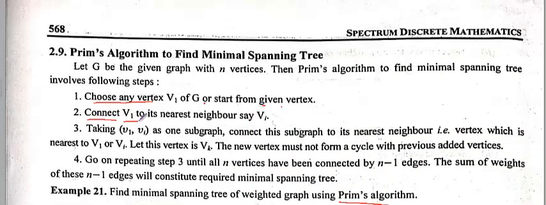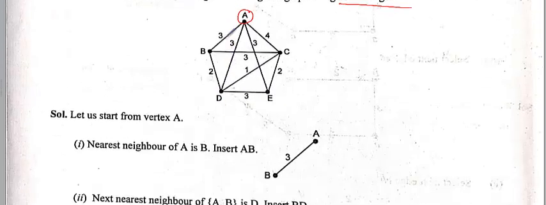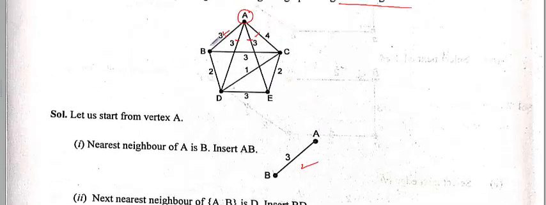Next, connect v1 to its nearest neighbor, means whose weight is minimum. So here is 3, here is 3, here is 3, here is 4. So you have a choice, you can move to any one. So it is better to move to B after A, means after A you have B. So you will do that one. Now you have reached B.